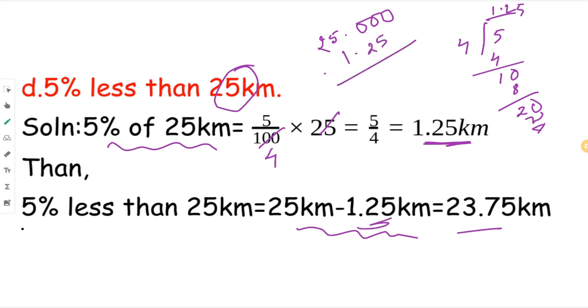We're doing subtraction, okay? So this is 0, which is less, right? That means I have to borrow. This will become 4, this is 9, and then this is 10. 10 minus 5 is 5, right? Then 9 minus 2 I'll get 7, 4 minus 1 I'll get 3, then 2. Alright, so that's how we're getting 5% less than 25 kilometers, 23.75 kilometers.